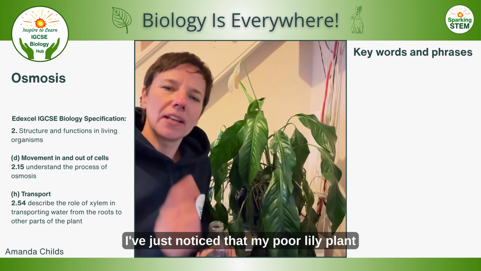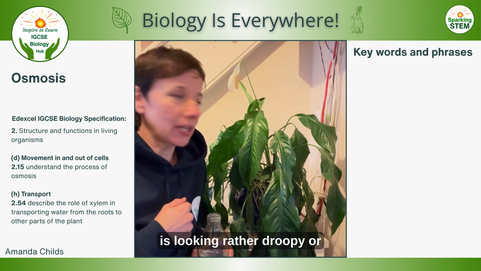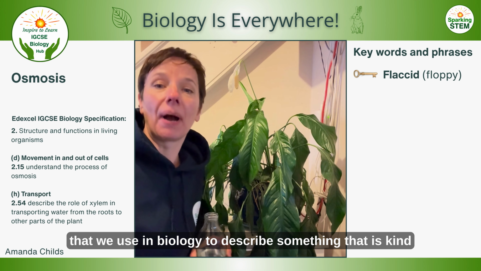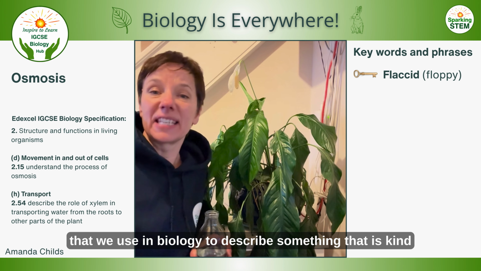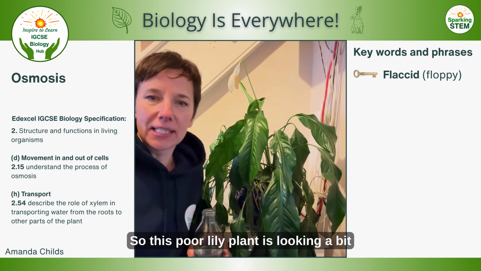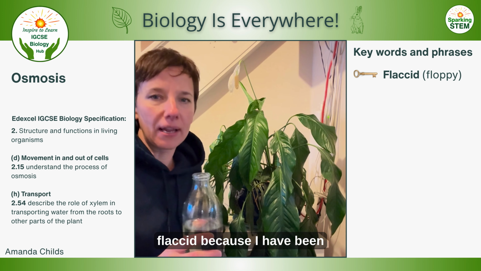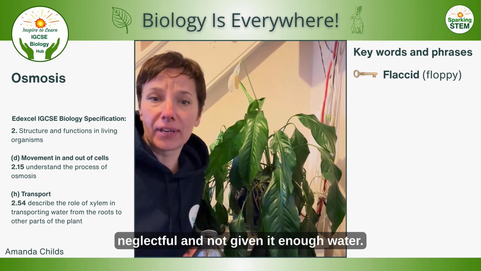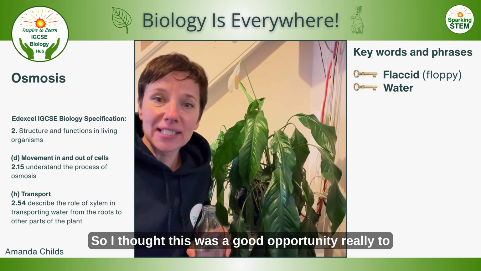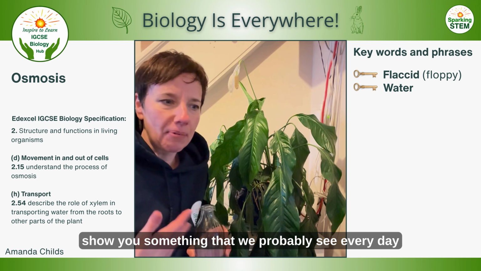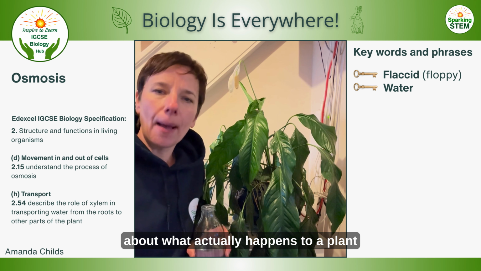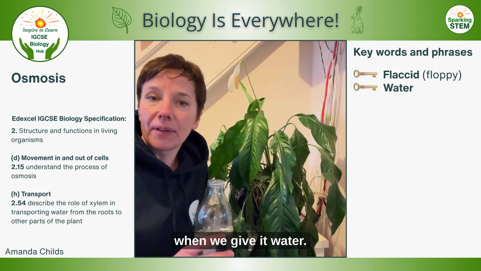Hiya, I've just noticed that my poor lily plant is looking rather droopy or flaccid, which is the word we use in biology to describe something that is kind of floppy. So this poor lily plant is looking a bit flaccid because I have been a bit neglectful and not given it enough water. So I thought this was a good opportunity to show you something that we probably see every day but maybe never really think about: what actually happens to a plant when we give it water.